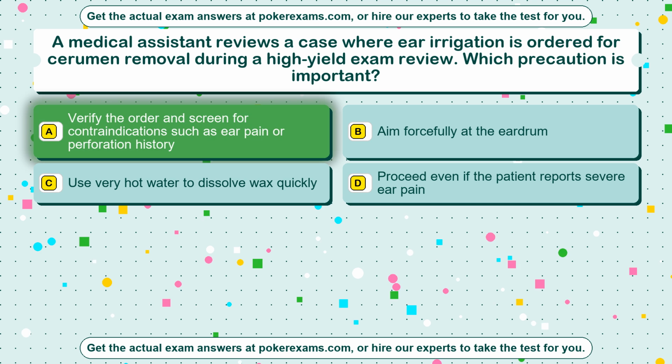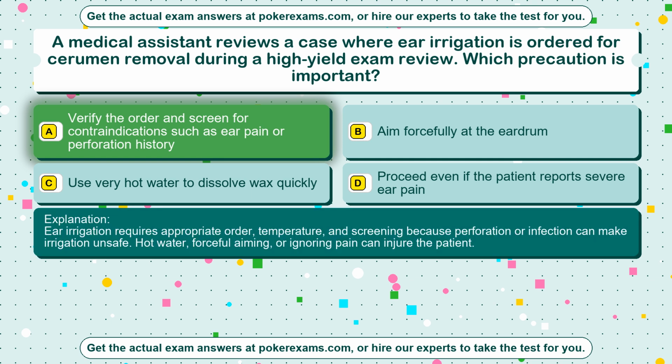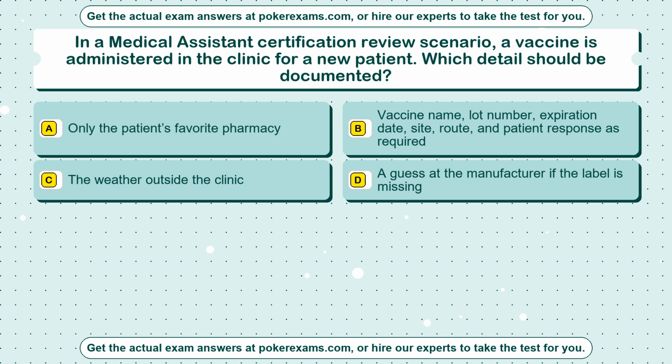The correct answer is option A, verify the order and screen for contraindications such as ear pain or perforation history. Ear irrigation requires appropriate order, temperature, and screening because perforation or infection can make irrigation unsafe. Hot water, forceful aiming, or ignoring pain can injure the patient. Question 51. In a medical assistant certification review scenario, a vaccine is administered in the clinic for a new patient. Which detail should be documented?